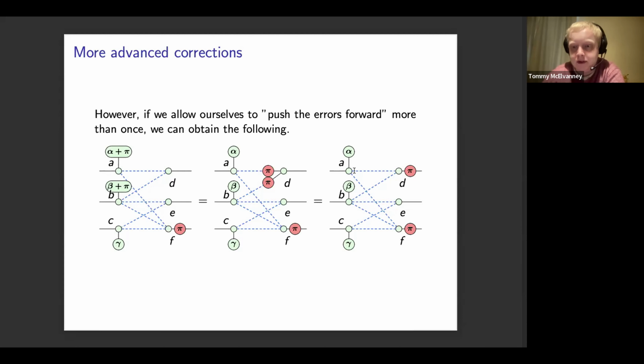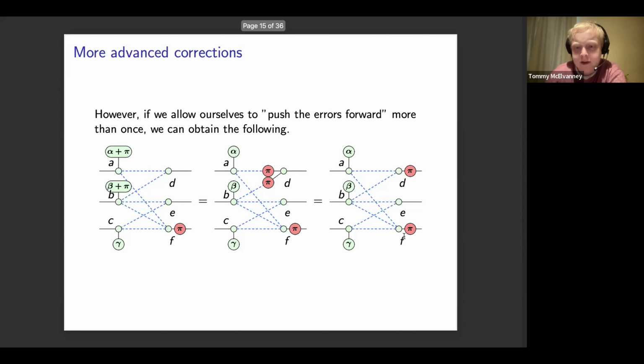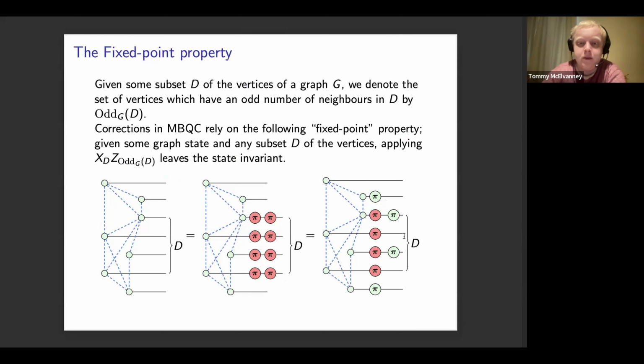So this can be thought of as allowing correction sets to have more than one vertex, or allowing ourselves to push pi's into the future more than once. From this, it's not always obvious how many pi's you'll need to push forward and where they'll end up. And so we get something which helps us a bit more with this, called the fixed point property.